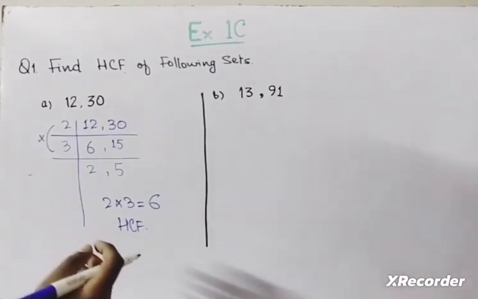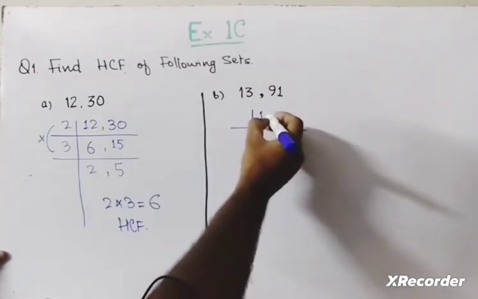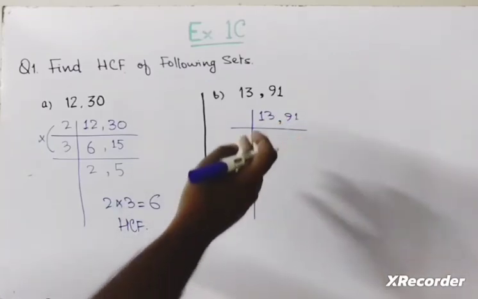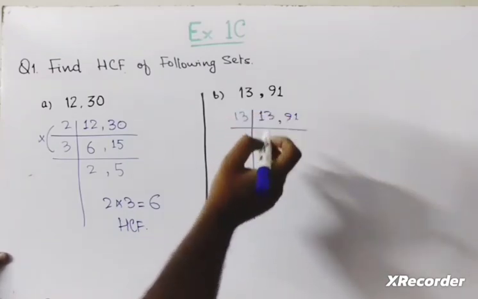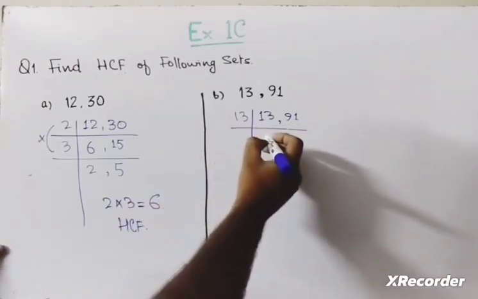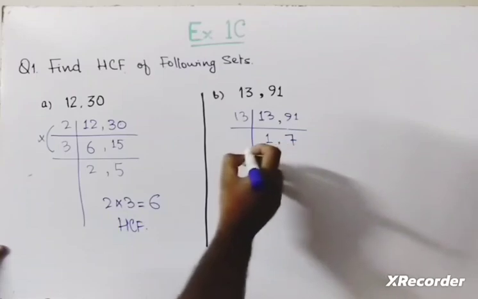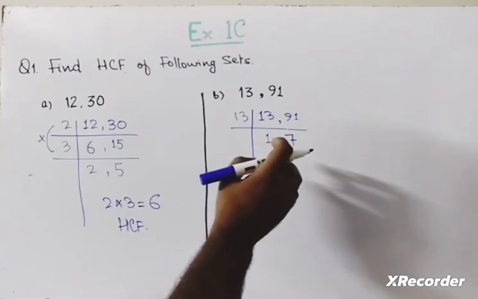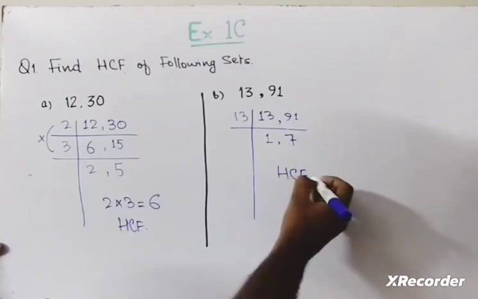Now for the second part, 13 and 91. We write 13, 91 and find the factor that is divisible by both 13 and 91, that is 13 itself. Since 13 is a prime number, it comes only in its own table and 1, so we divide 13 by 13 and get 1, and 7 times 13 is 91. Now at that point the two numbers do not possess any common factor, so we stop here and our answer will be 13.